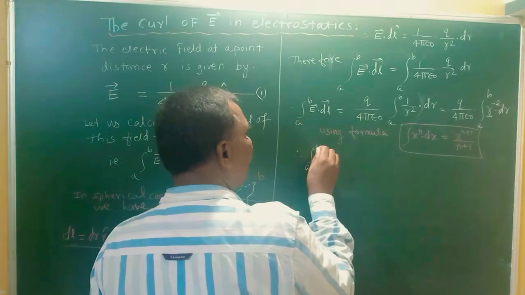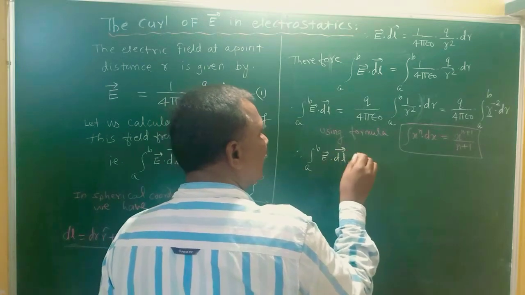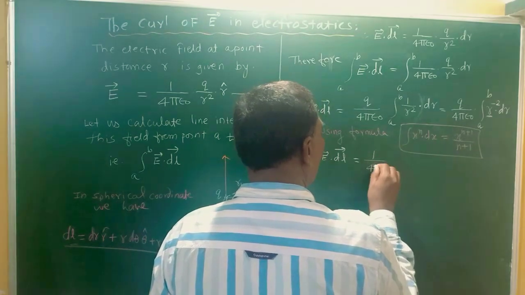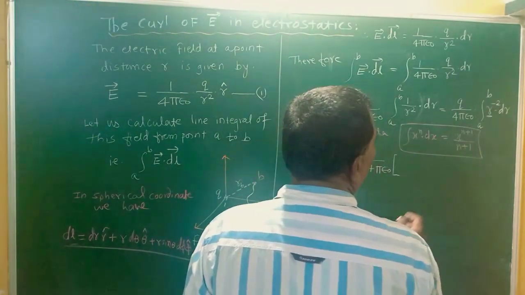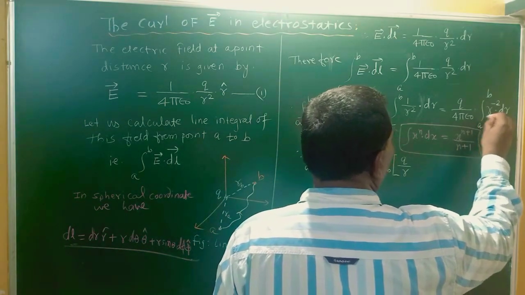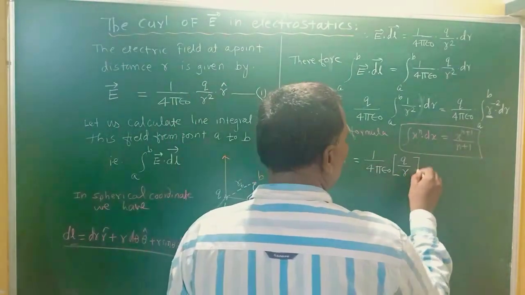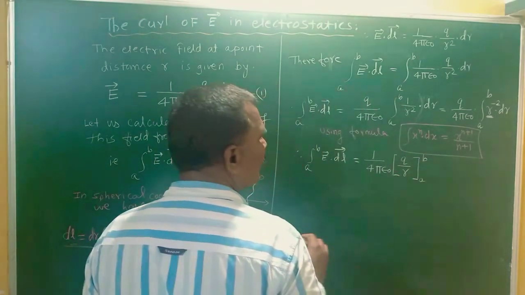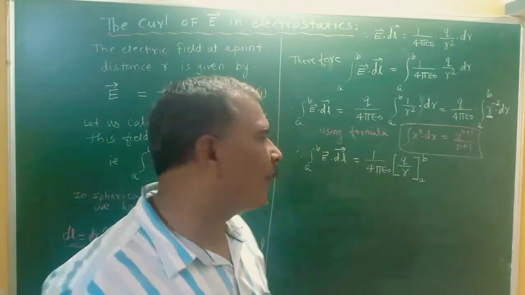And then we have to write that the integration of A to B, E bar dot dl bar is equal to 1 upon 4 pi epsilon naught into bracket, we have Q divided by r, because this is minus r raised to minus 1, the denominator will be r raised to plus 1, and its boundary is A to B. And finally, this is the upper limit and this one is called the lower limit. We have to substitute the upper limit and lower limit.